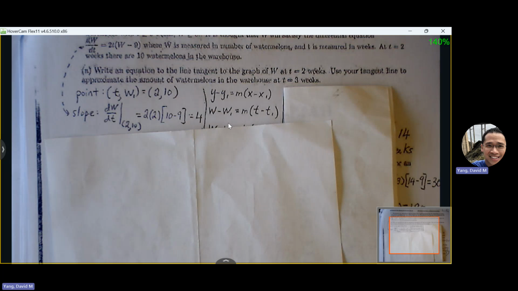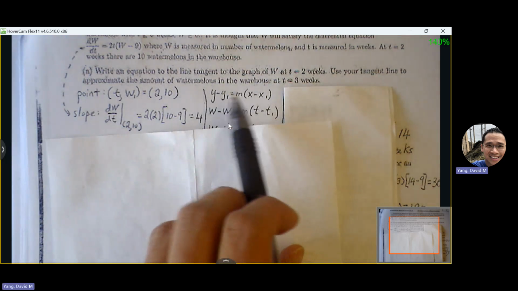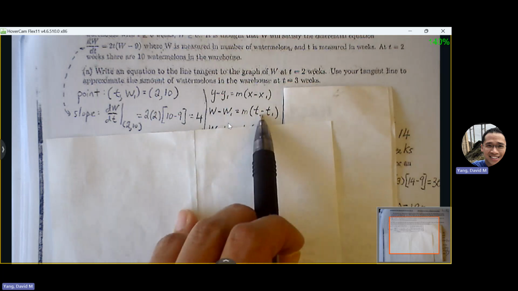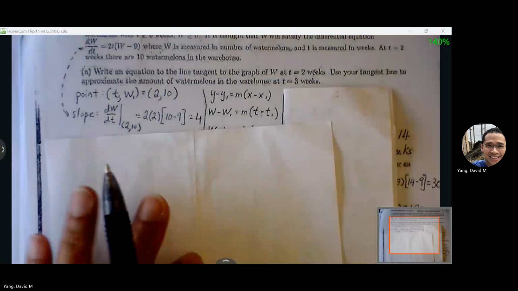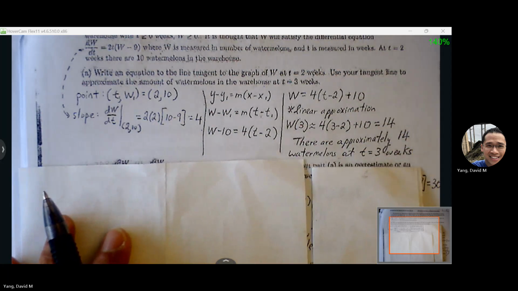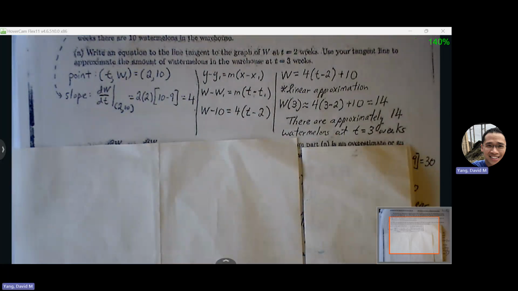Your ordered pair is t comma W. Your slope is coming from your dW/dt. Normally, your point slope form is in terms of y and x. You can write that first and then adjust to the new adapted tangent line equation that you want to use. Solve for W, and then you can plug the 3 in.